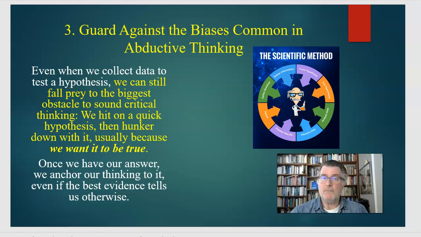Okay, the third one is to also guard against biases that are common in abductive thinking. This idea that we want things to be true. We hit on this sort of initial hypothesis and we're absolutely correct. I've seen this before, right? I've seen this. I know what's going on. Well, there you are with that preconception, right? That you want something to be true simply because you think you've seen it before. When in fact, you should approach each fire site as something uniquely different.